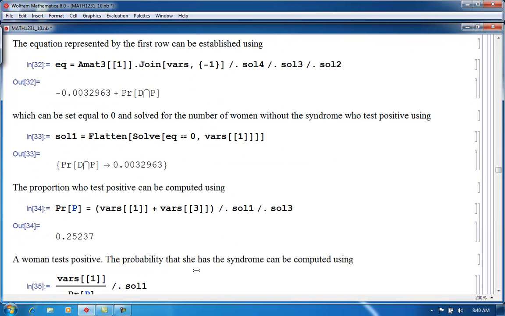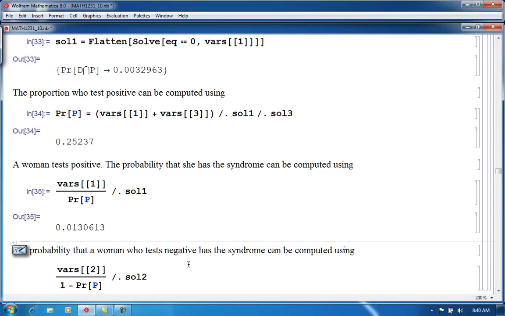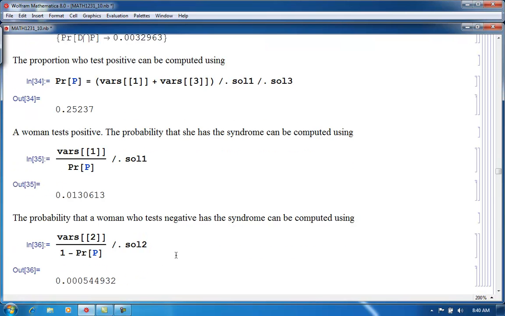And then finally, let's go down. And the probability that the woman who tests negative has the syndrome, well, that's again a conditional probability. So we take the probability that the woman tests negative and has the syndrome, and then we divide that by the probability that she doesn't have the syndrome and evaluate it numerically using that, and we get the same answer we got before.